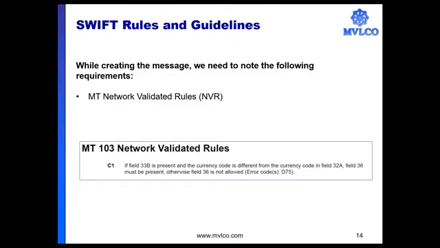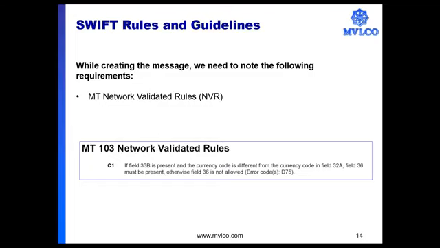To summarize, the network validated rule is a rule which has to be mandatorily followed by the creator of the message, in line with the rules given in the user handbook. If you upload the message, the SWIFT network will check the compliance, and if the compliance is not found, it may reject that message. This is the concept of the network validated rules.